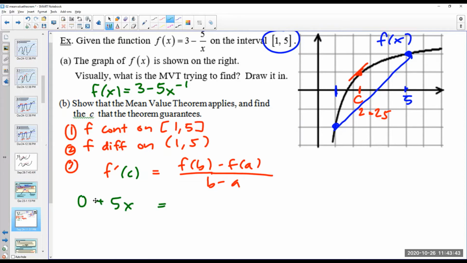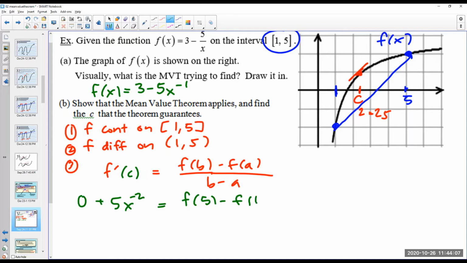Let's look at the right side. What is my a and what is my b? Oh, did I not do that right? Oh yes, I'm sorry, I forgot negative 2. So 5x to the negative 2. Thank you, sorry, I did that wrong. Okay, what is my a and what's my b? A is 1 and b is 5.